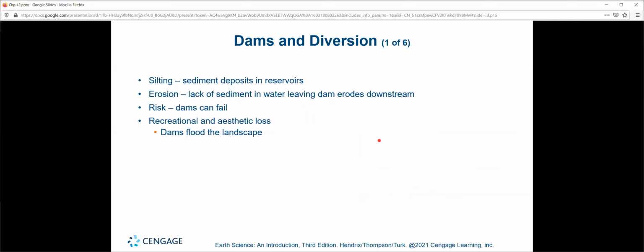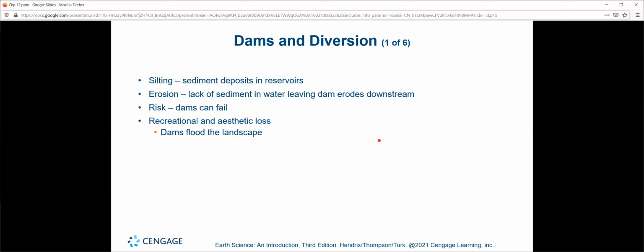All right, let's get a bit deeper into this conversation about dams and diversion. Let's talk about silting. What is silting? Silting is the sediment deposits that happen in reservoirs. This is the production of the river or lake bed where you're holding the water. It's going to naturally fill in over time, like any river or lake would do. That sediment can, of course, erode downstream of dams, perhaps causing changes in the river flow, the river production.